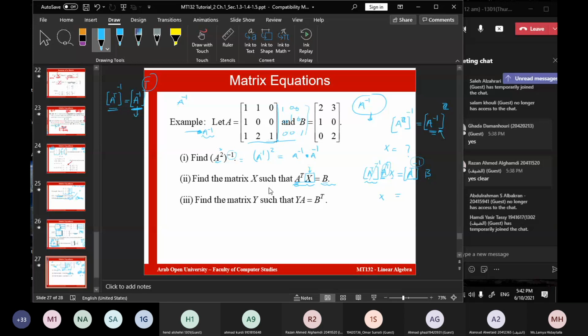So what do you do? We say that this is equal to A inverse transpose, instead of this, and then multiply it later by B. I already have this. It remains to find the transpose. So the solution X will be equal to what? A inverse transpose times B. Clear? Let me show you.